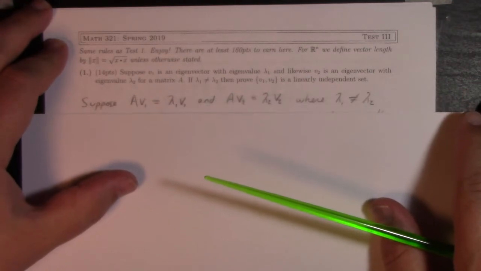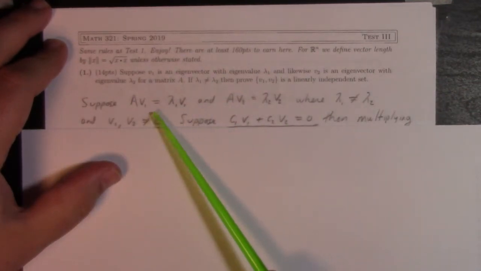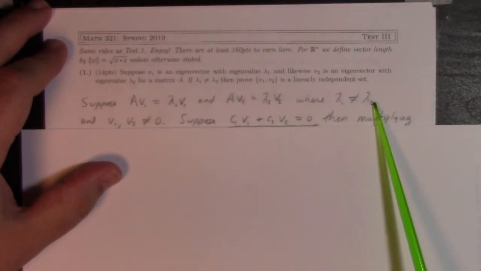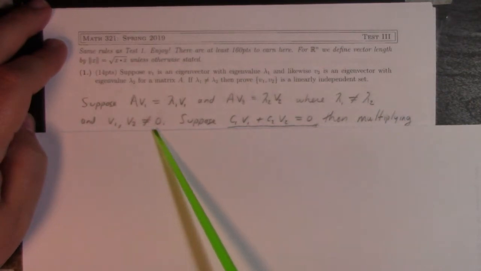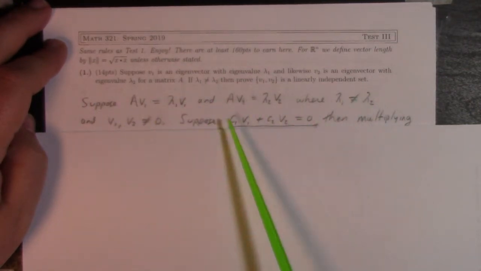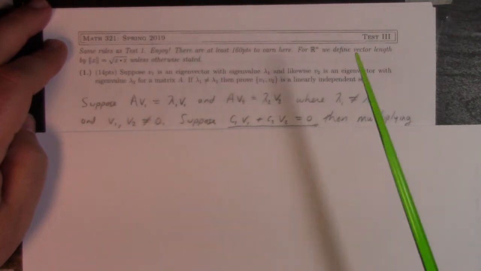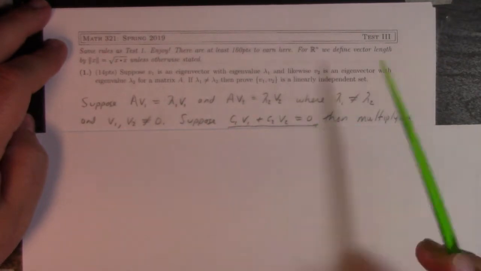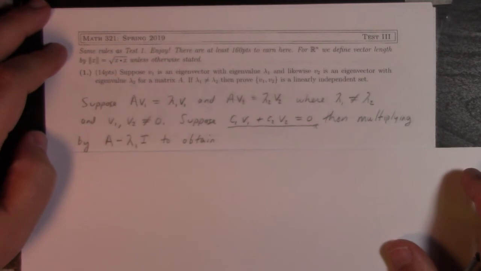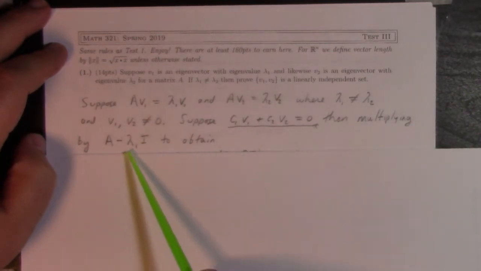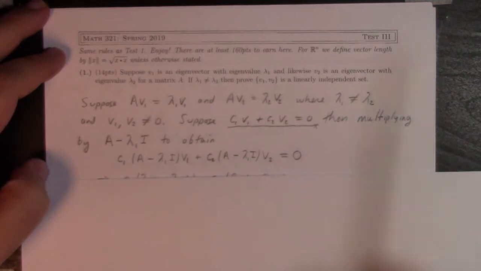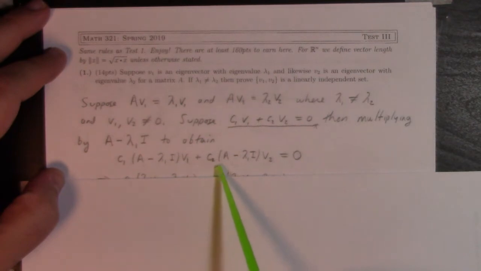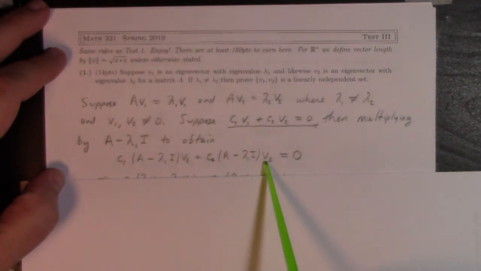Alright, so I suppose that A v1 is lambda 1 v1, A v2 is lambda 2 v2, with lambda 1 not equal to lambda 2, and also v1, v2 not equal to 0. These facts should appear somewhere in your solution as they are kind of critical to the proof. Now, I suppose that I have this linear combination equal to 0, c1 v1 plus c2 v2. So I'm going to go with the direct proof. Then what I'm going to do is multiply by A minus lambda 1 times identity. And that gives me c1 (A minus lambda 1 I) v1 plus c2 (A minus lambda 1 I) v2.